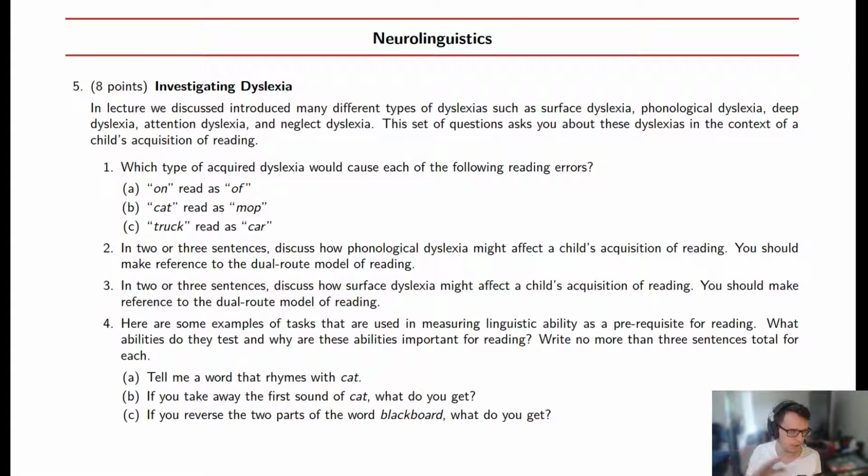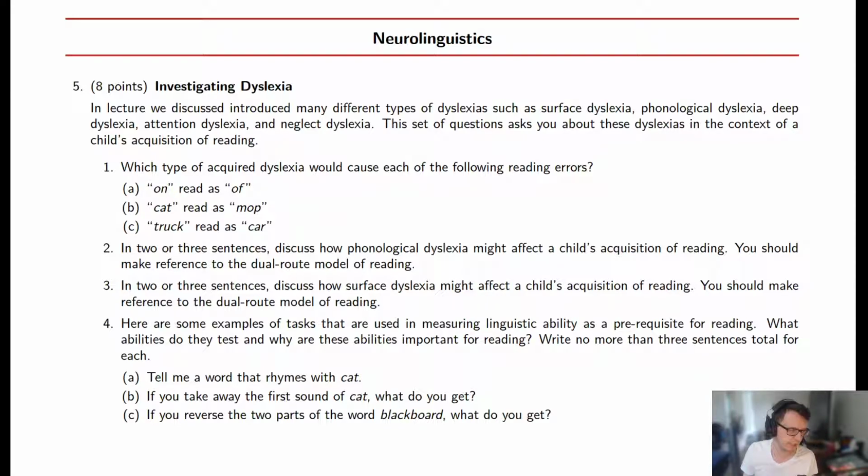But these questions are going to have you think a little bit more about the connection between dyslexia, what's called the dual route model of reading, which we're going to talk about as well. So how do we go from looking at words on a page to actually speaking them out loud, and then connecting that with acquiring reading as children.